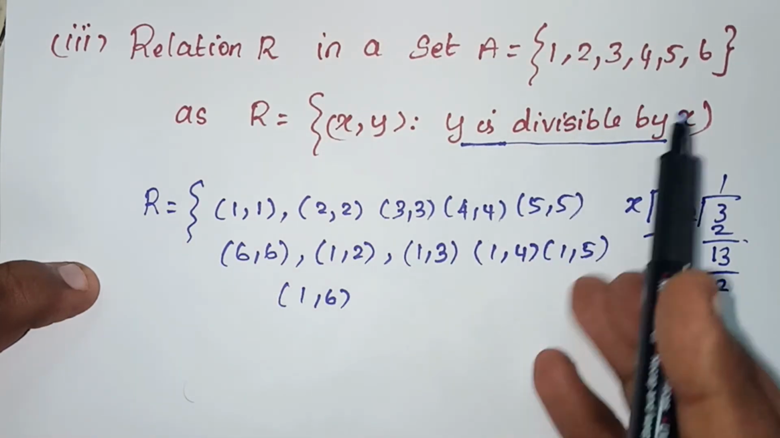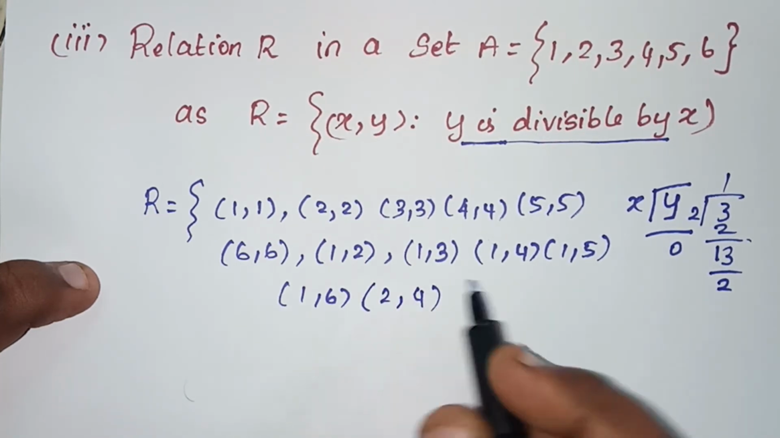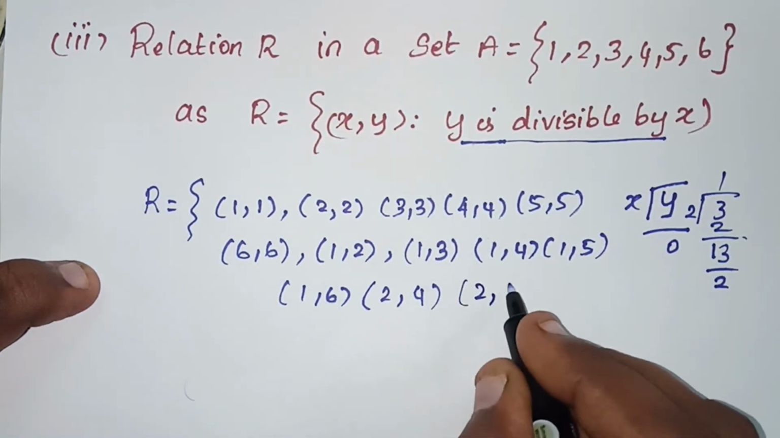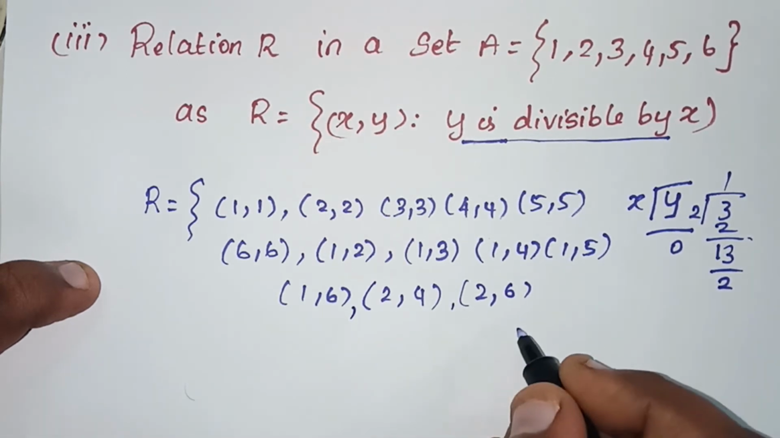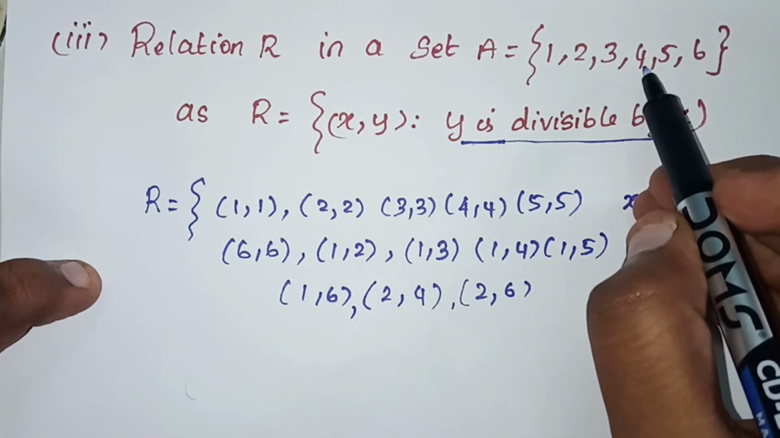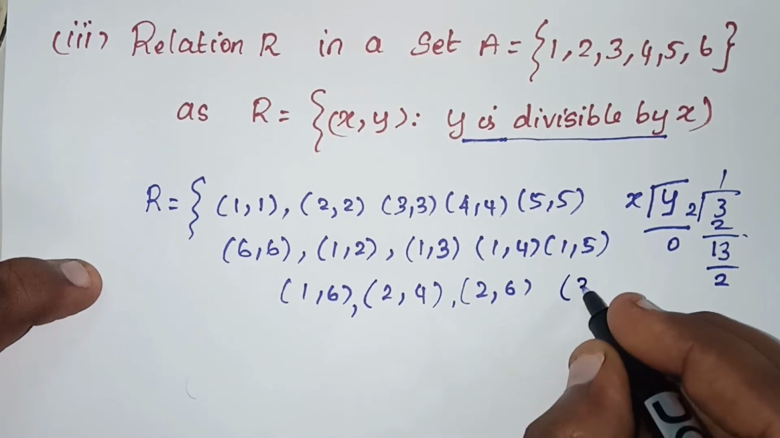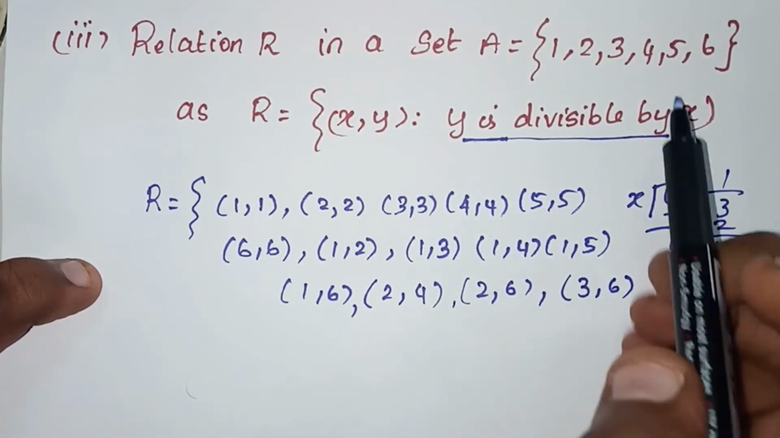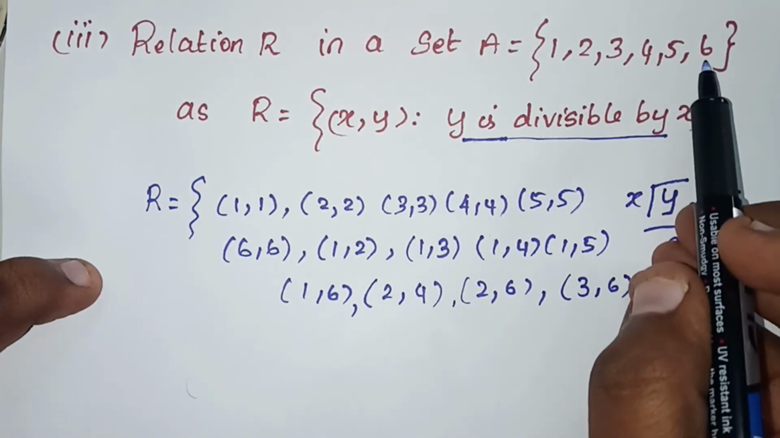Likewise, next 2 comma 4. Yes, 4 is completely divisible by 2. Next 2 comma 5, no. 2 comma 6, right. 6 divided by 2 is 3, there is no remainder. It is completely divisible. Next, we need to pair 3. 3 with 4, not divisible. 3 with 5, not divisible. 3 comma 6, yes. 6 is divisible by 3. Next, we need to pair 4 with 5. No. 4 with 6, no. 5 with 6, no.